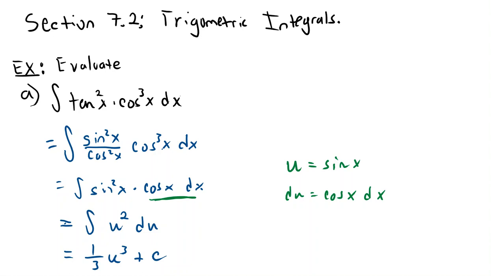And since this is a case where we're not solving for u, we're trying to solve for x, we're going to resubstitute our initial substitution. So the final answer that we get is 1/3 multiplied by sine of x cubed plus c. And this should be our final answer, which is really good. Awesome.